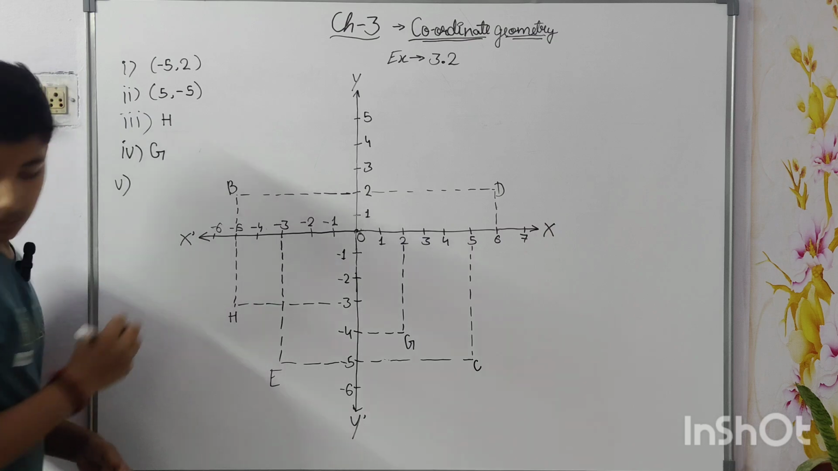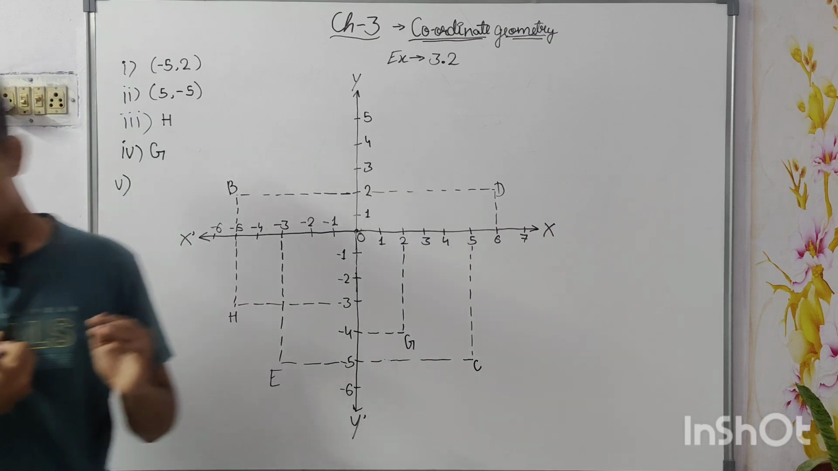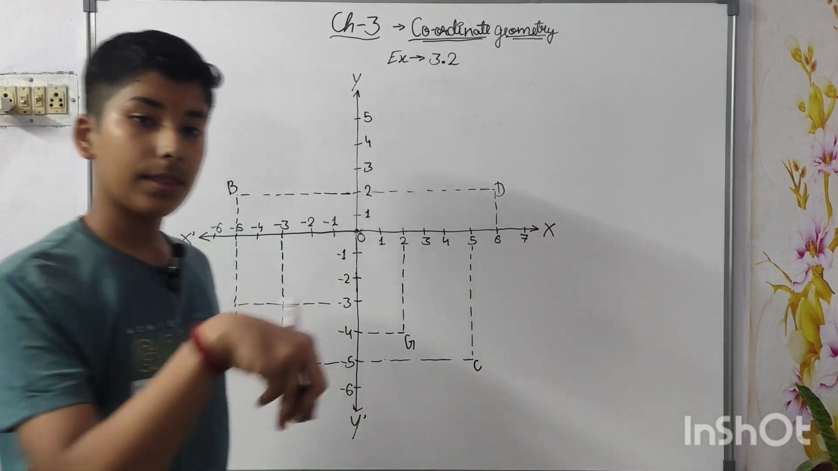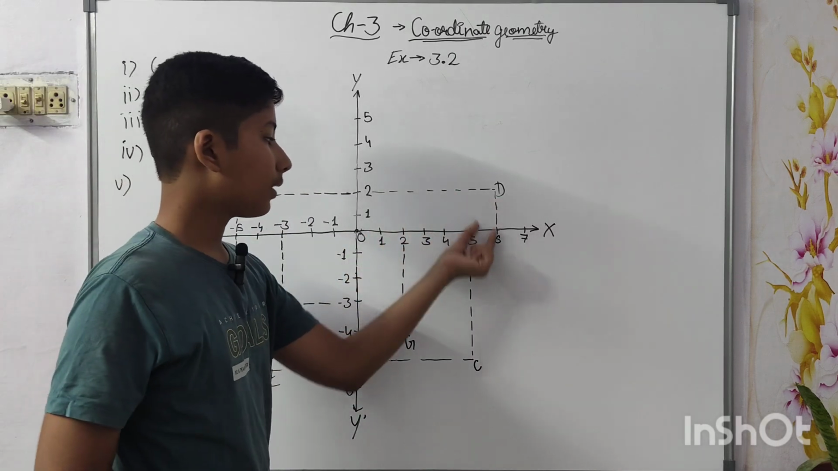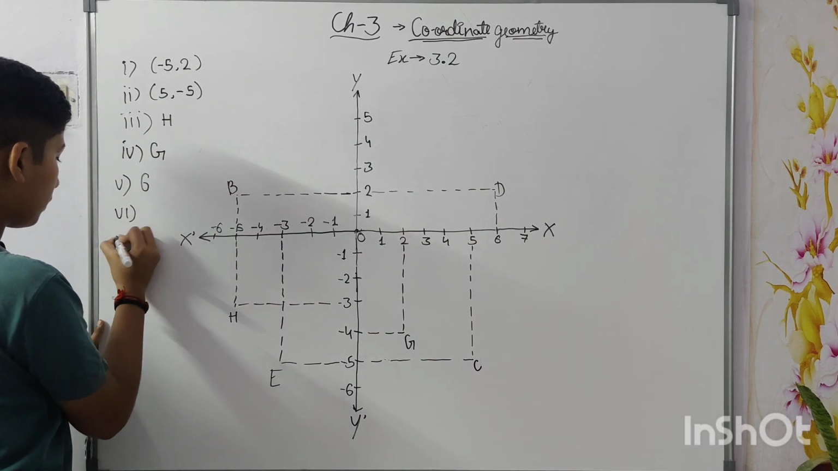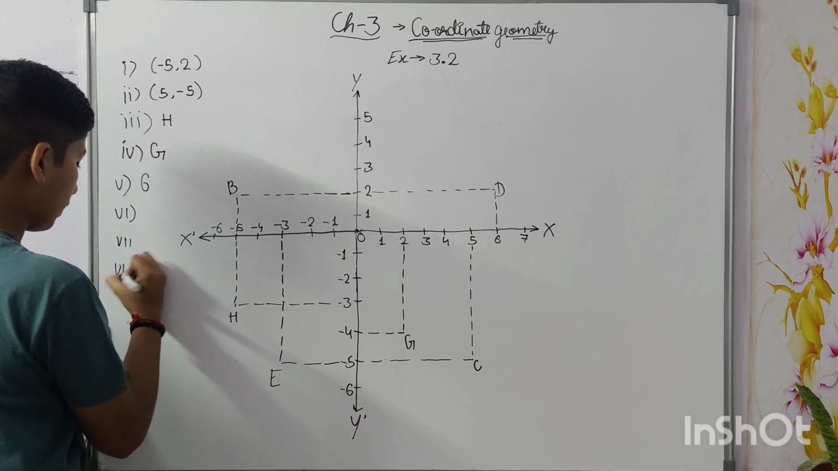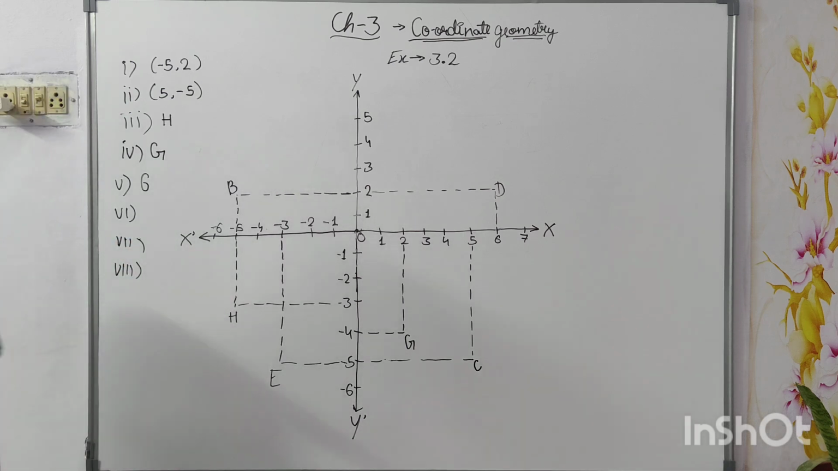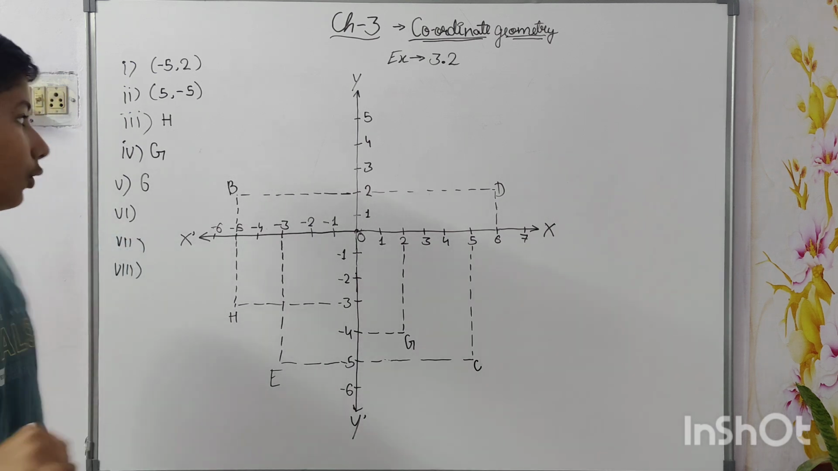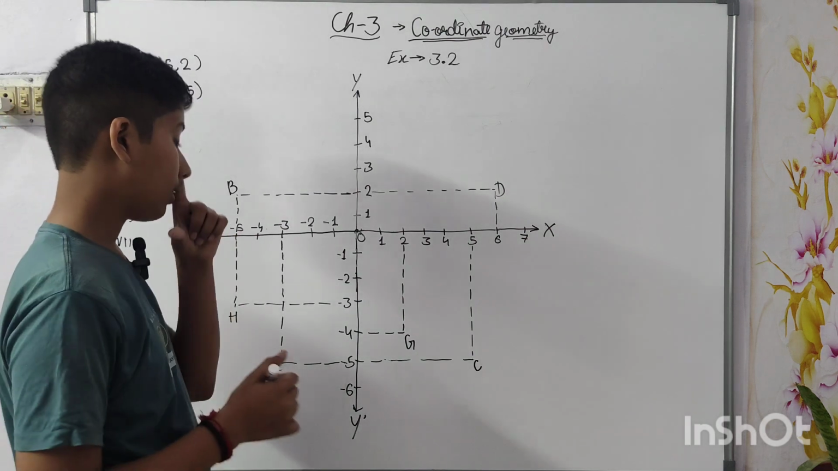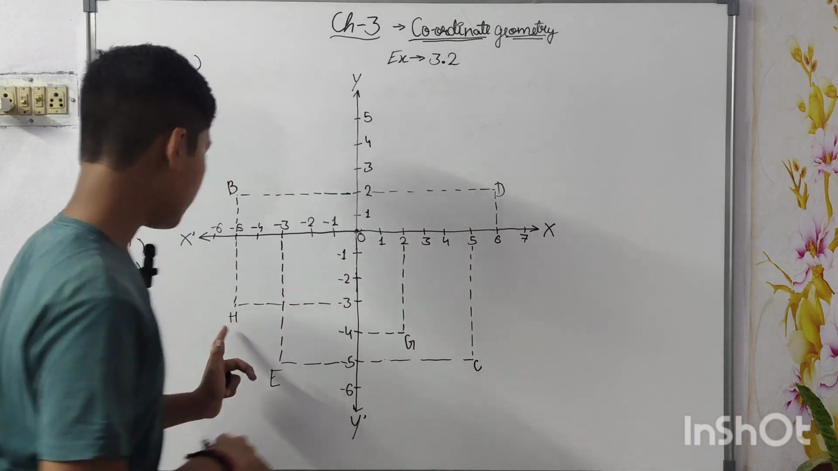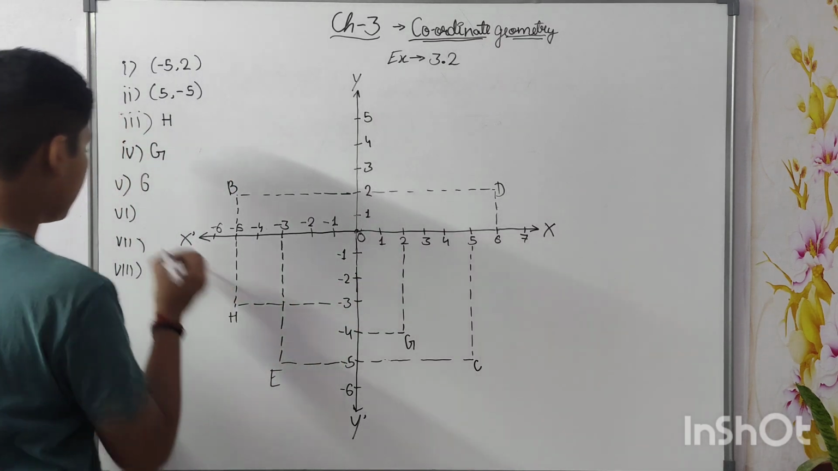Now the fifth one, it's saying the abscissa of point D. Abscissa is what? I told you it's the x-axis value. Now point D is here and the abscissa is 6. So we'll write 6. Now the sixth, seventh and eighth ones. Firstly the sixth one, the ordinate of point H. Ordinate is denoted by y. Where is H? H is here and the ordinate is -3.